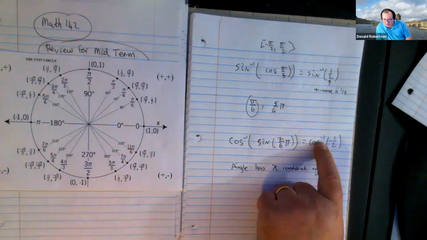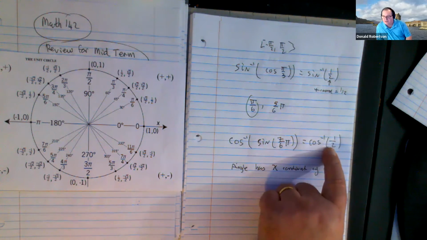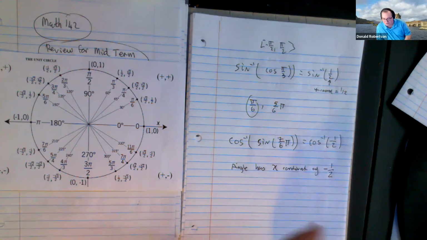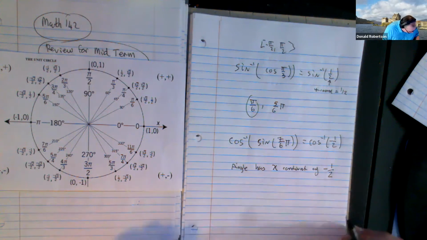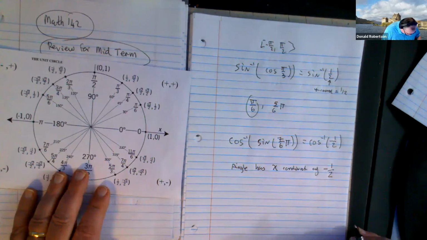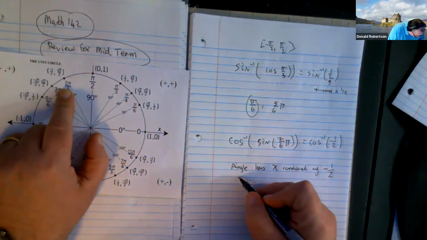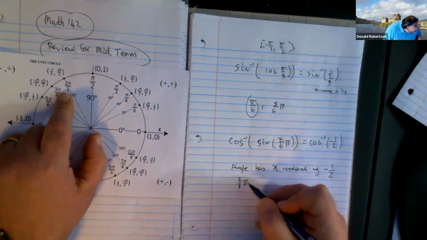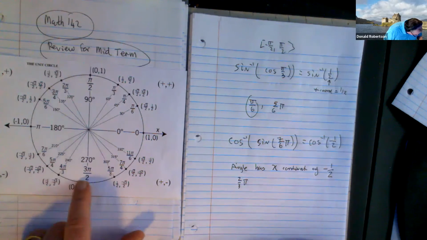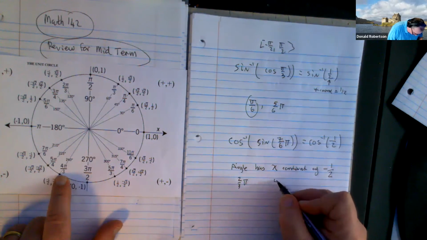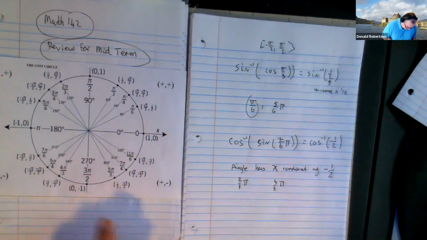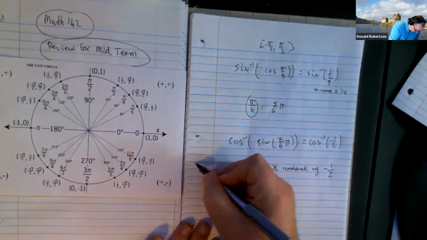You're finding an angle whose x coordinate is negative a half, right? Because the x coordinate is what the cosine would be. Now, if I look at this and I look for who has got an x coordinate of negative a half, do you see I've got one up here, which is 2/3 pi. And if I look a bit further, there's always a second one. There's one down here, which is 4/3 pi.